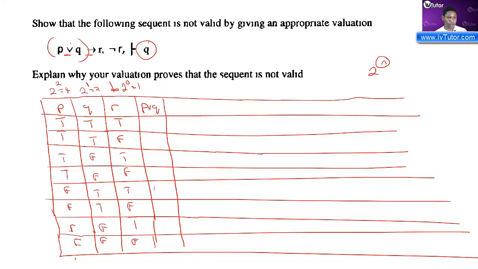We want to build P or Q. Right. For a disjunction to be true, either P or Q has to be true. If we just need at least one to be true: here P is true, Q is true, so it's going to be true. True, false, it's going to be true. False, true, it's going to be true. False, false, none of them are true, therefore it's false.